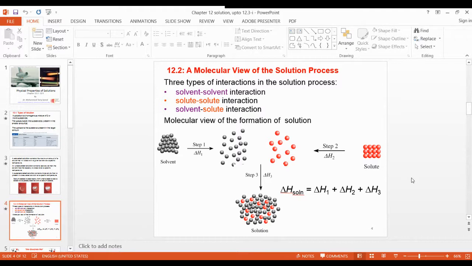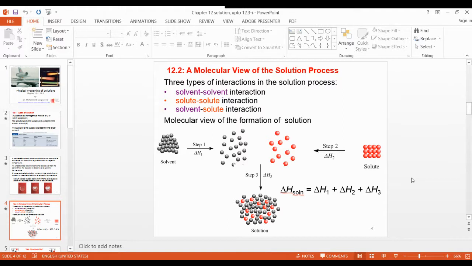Molecular view of the solution. Actually, there are three types of interaction in how a solution is formed. To make the solution, there are three types of interaction: solvent-solvent interaction, solute-solute interaction, and solvent-solute interaction. The third one is what makes the solution. The first and second activate the solvent and activate the solute. So look at an example, the solvent on the left hand side and the solute on the right hand side.